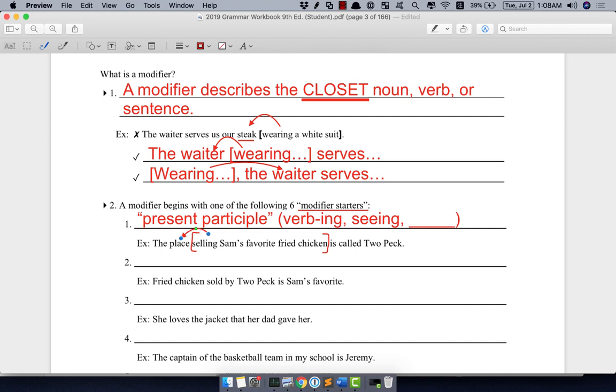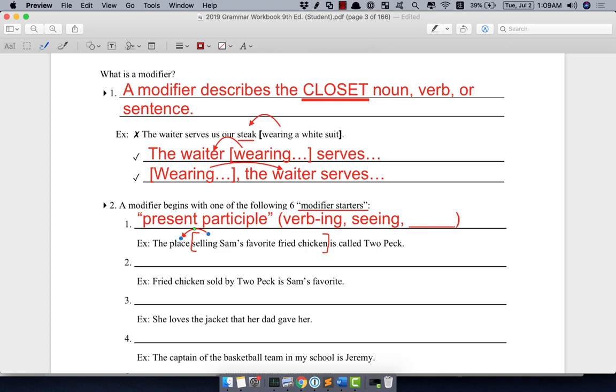So you can think of this arrow here like the word "the" in Chinese. So this is like, which place? It's like selling Sam's favorite fried chicken, the place is called Tupac. If you don't understand Chinese, don't worry about it. It should still make sense in English also. It's like the place, but which place is it? It's the place that's selling Sam's favorite fried chicken. So this part makes the place a little bit more specific.